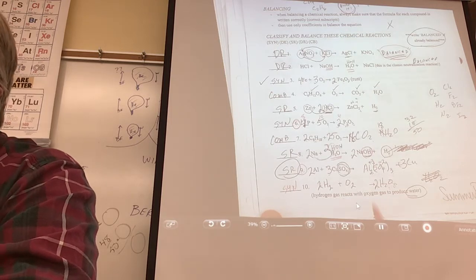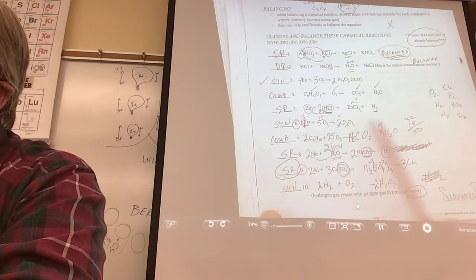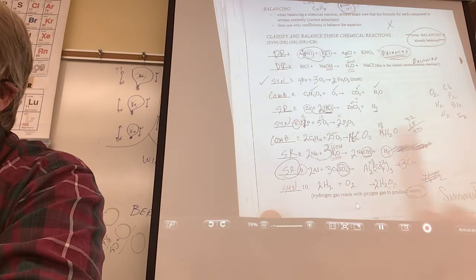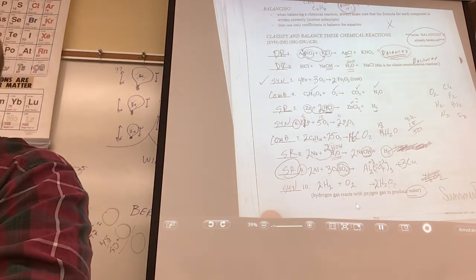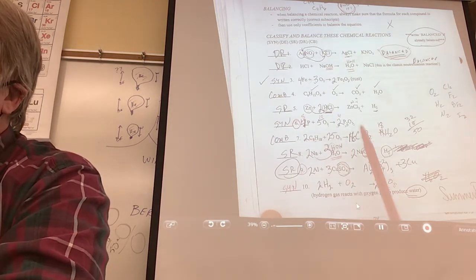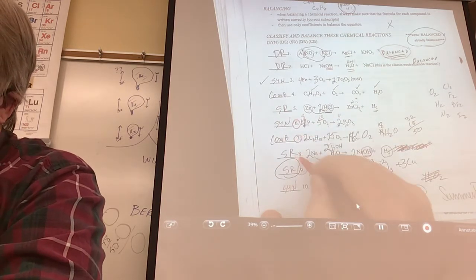Okay. Here's another trick. If you have oxygen all over the place, don't try to balance oxygens first. Leave that to the end, okay? And the other one is for combustion. Okay, so here's the biggest trick I can help you with.